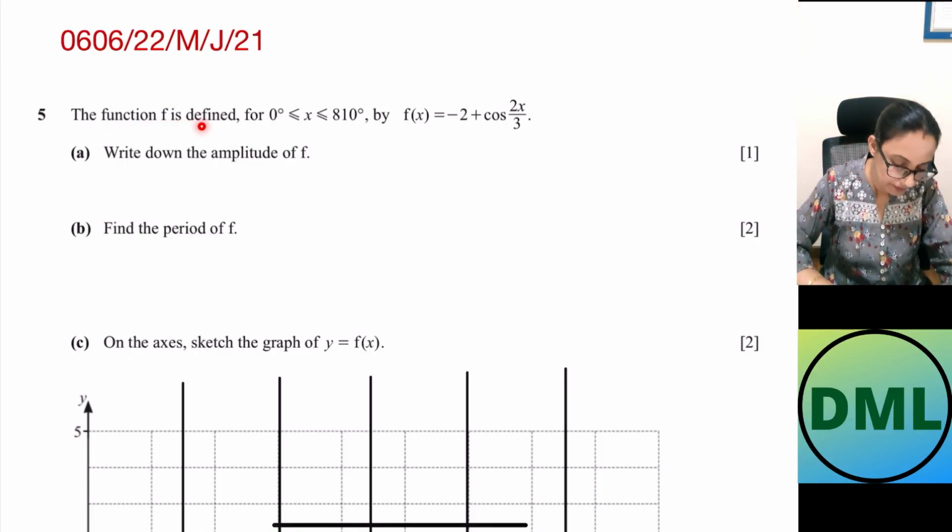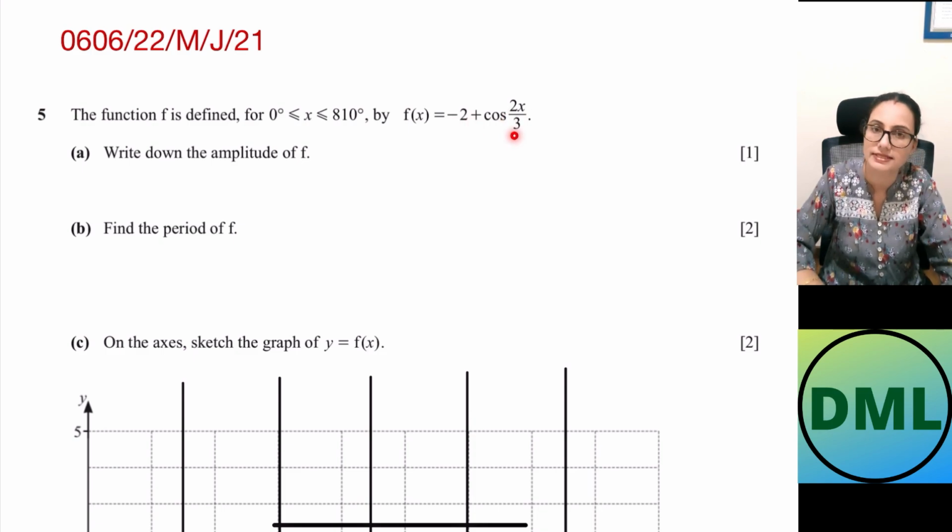The function f is defined for x greater than or equal to 0 and less than 810 degrees by f(x) is equal to minus 2 plus cos 2x divided by 3. Write down the amplitude of f. Find the period of f. On the axis, sketch the graph of y is equal to f(x).